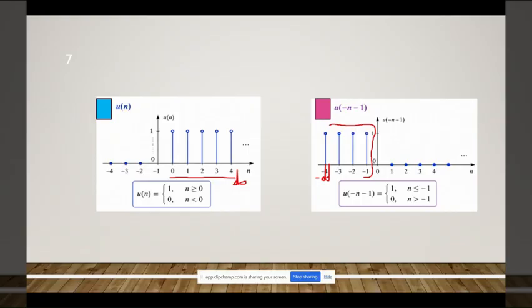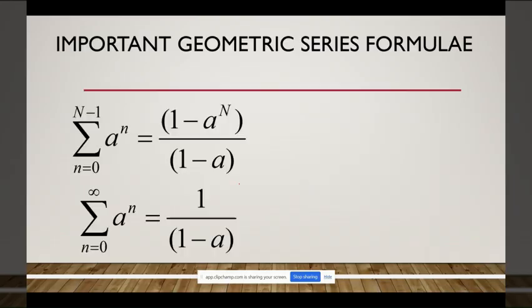For n greater than or equal to 0, u[n] is 1. For u[-n-1], it is time shifted, and the value of 1 starts from -1. So just remember this.